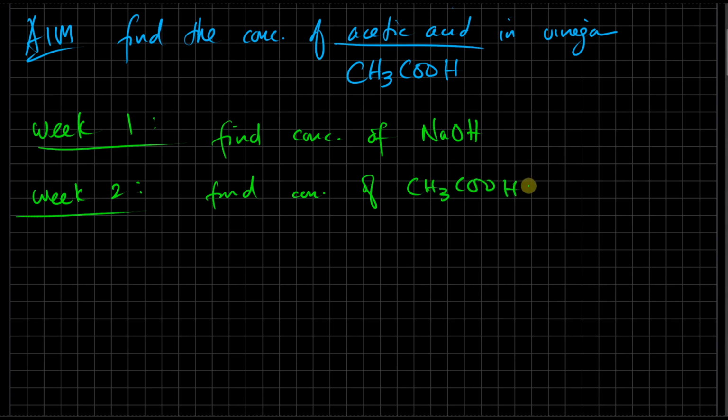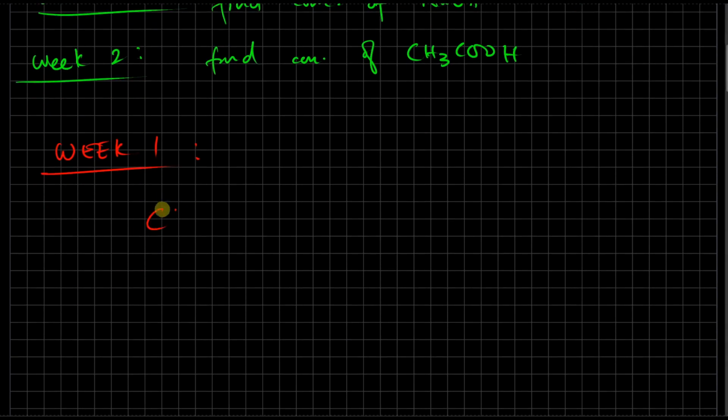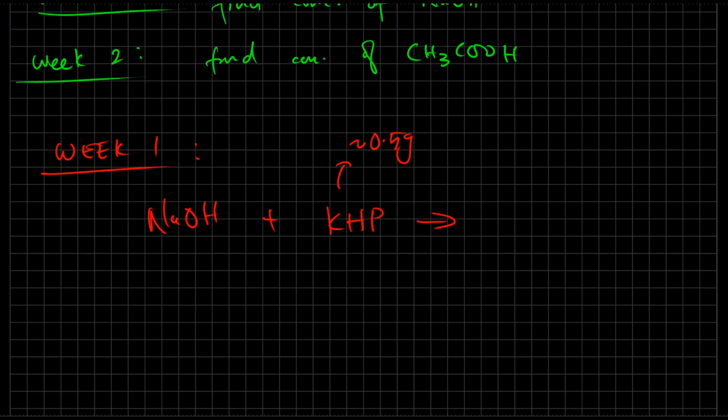Now, in both week 1 and week 2, we're essentially doing an acid-base titration. So let's sort of write that down. So let's focus on week 1. It's going to be an acid-base titration between your NaOH, which is unknown, and some solid KHP. And you're going to use around 0.5 grams of KHP, from which you can calculate the moles used in your acid-base reaction to find your concentration of this unknown NaOH.